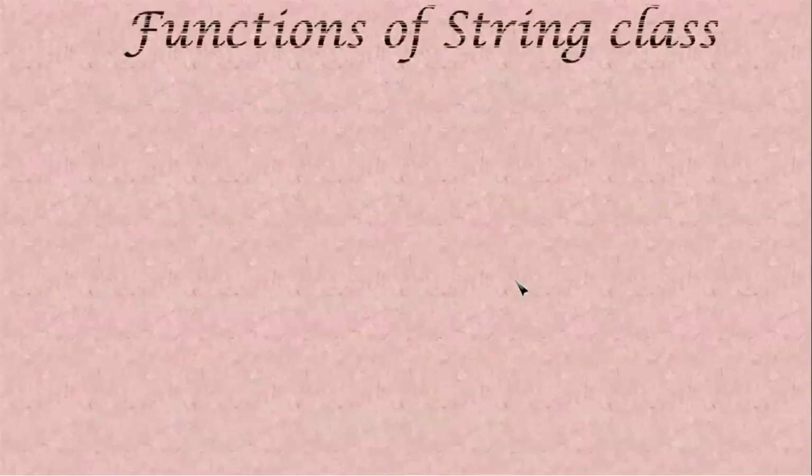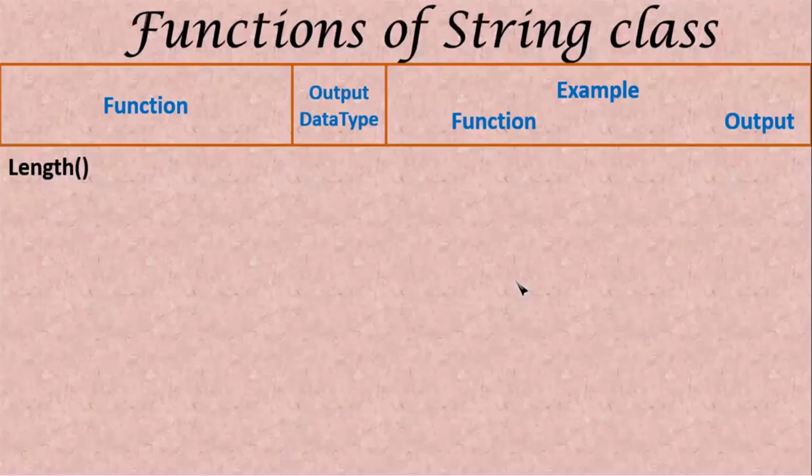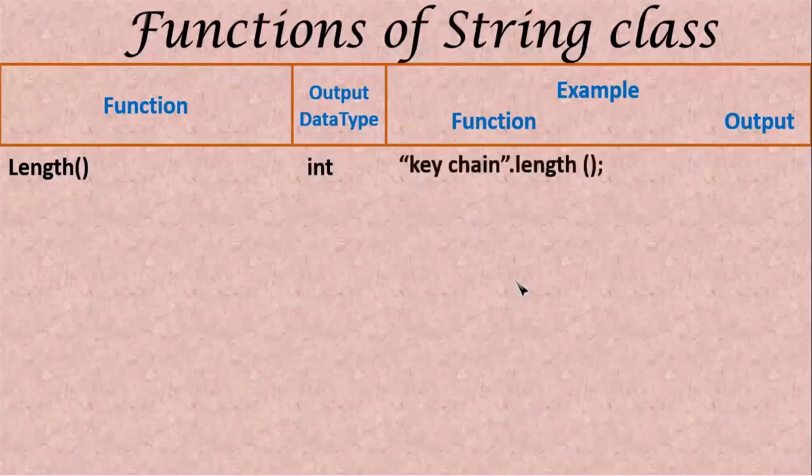In Java, there are many functions for the string. Let us see one by one. The function here, length of. So what will be the output data type? Always it will be integer. The length says how many characters are available in the string, including the special characters or space. So here the output data type is int. For example, I have given here key chain. There is a space between key and chain, which is in the double quotation dot length of. So here it will count all the characters available in it. 3, 4, 5, 6, 7, 8, 9. So 9 will be the output.